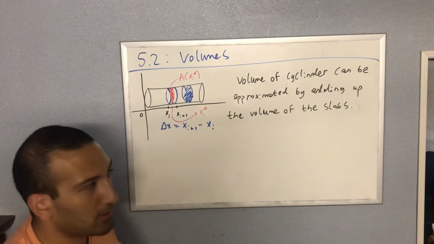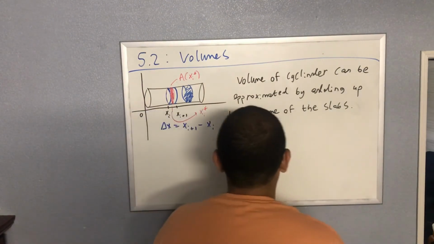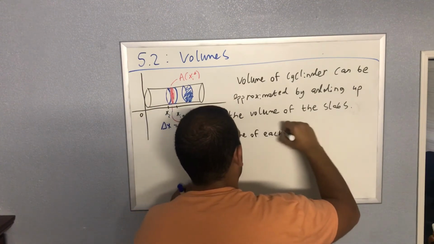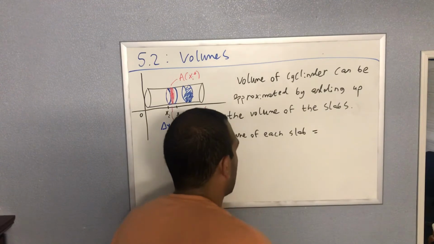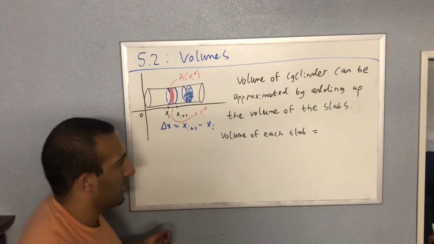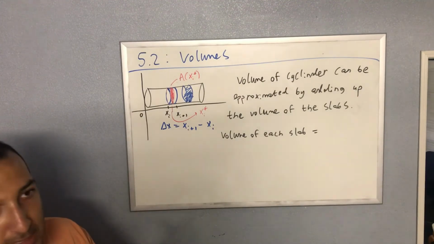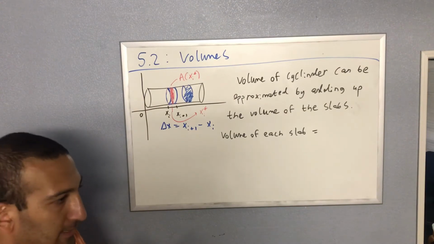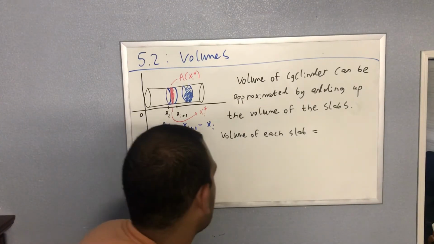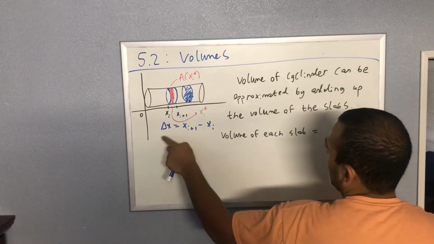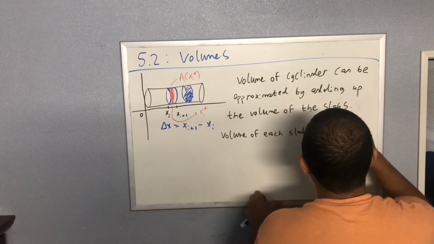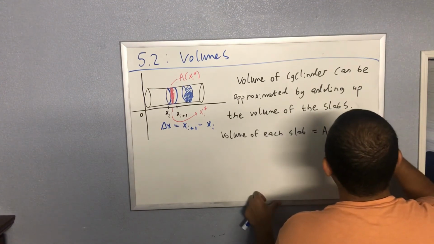And then what is the volume of each of the slabs? So the volume of each slab is, in general, the area that the thing encompasses times the thickness. What is the area times how thick it is? That'll tell you what the volume is. So the volume of each slab is the thickness, which is delta x, times the area at the specific point.